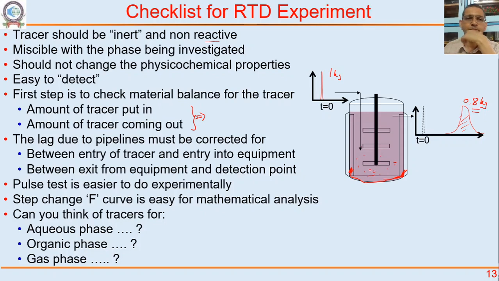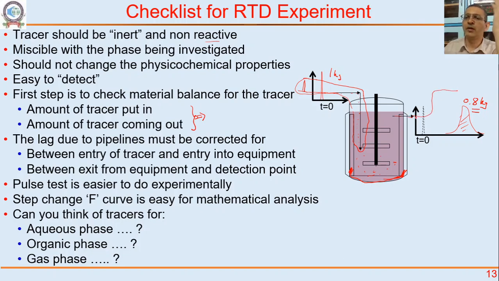So we might put a tracer somewhere here, but it will take time for this tracer to travel from here to the entry of the reactor. So this time we have to account for. It is a delay. It is not a delay because of the reactor. It is a delay because of the pipelines. Same way our exit from the reactor is here, but this pipeline may be going somewhere else.